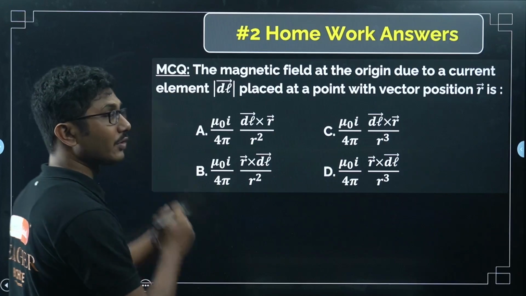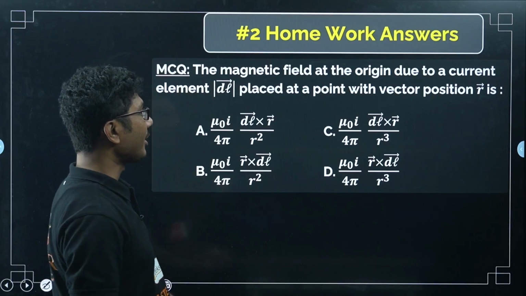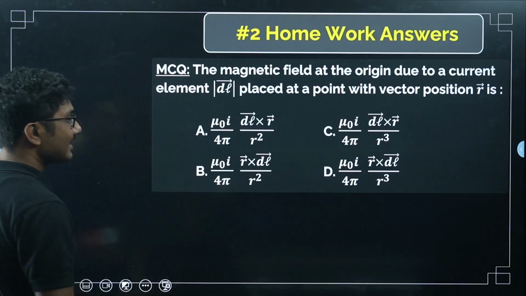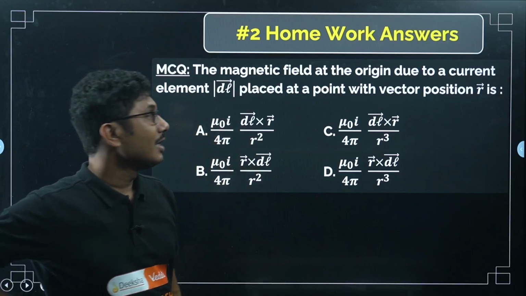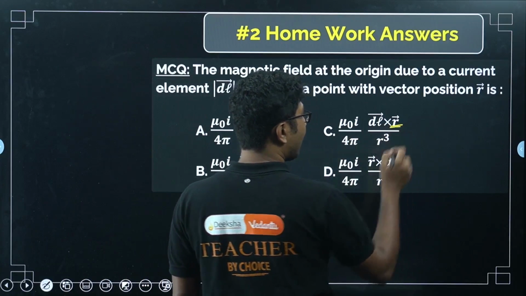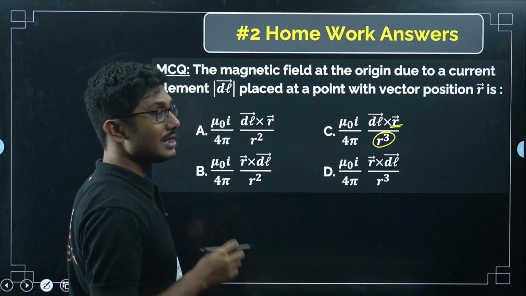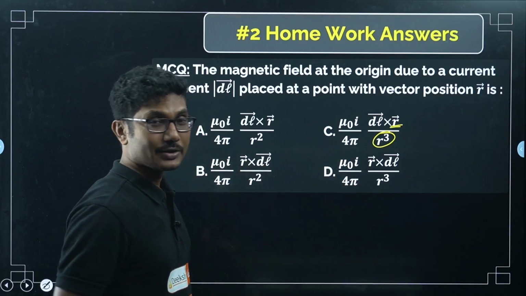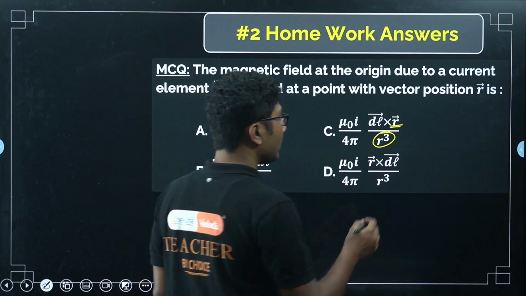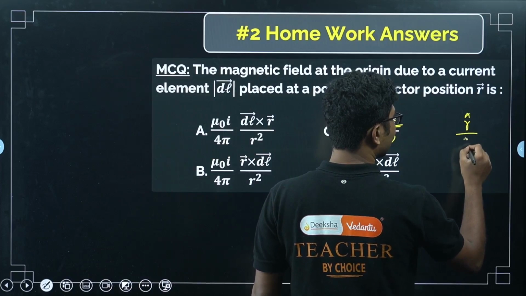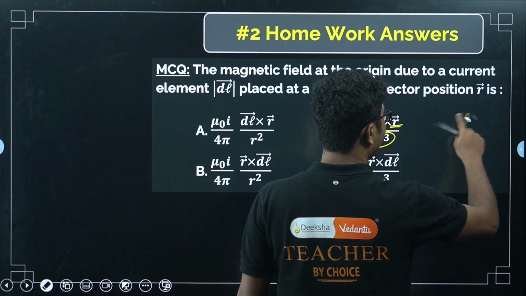Now this is a very straightforward question. Magnetic field at the origin due to a current carrying element dl placed at the point at vector position r. Basically this is the other form of Biot-Savart's law I discussed yesterday. When you are using r vector in the numerator, then there should be a cube in the denominator. If you are using only scalar form, then there should be r square. If you are using vector form with r vector, r cube should be there. If you are using r cap, then there should be r square. So r cap goes with r square and r vector goes with r cube.